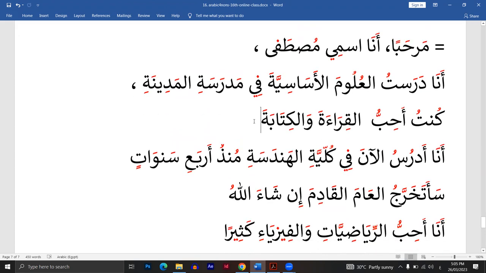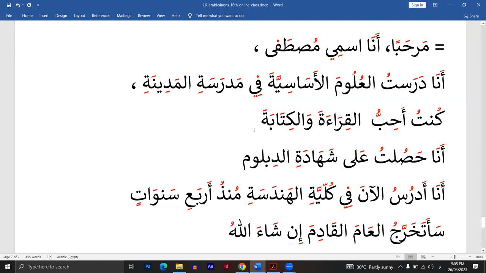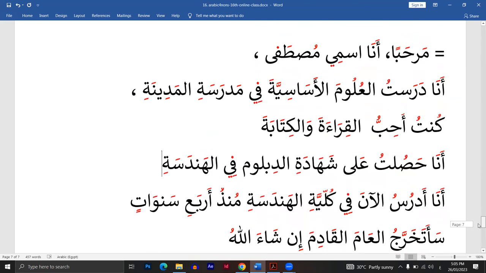I forgot to mention something here, that I had a diploma. أنا حصلت على شهادتي الدبلوم. Diploma in Arabic means a diploma. في الهندسة, in engineering. I had a diploma before in engineering.